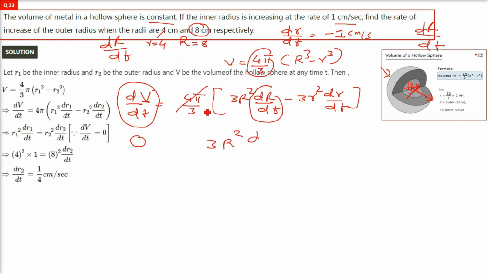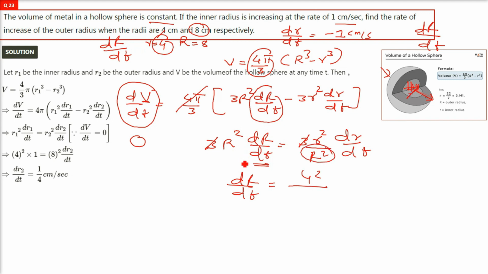So on the left you are going to get 0. The 4 pi by 3 doesn't count, the inside bracket will count, so you can take one on the left hand side, the other on the right hand side. So 3R squared dR by dt is equal to 3r square dr by dt. So this dR by dt is going to be small r square by capital R square, into dr by dt. So it is 4 square divided by 8 square, dr by dt is 1. As I said, it is increasing, so the negatives will not count. Always decreasing will use the negative, increasing will always be positive. So when you compute this, you will get 1 by 4 centimeter per second.